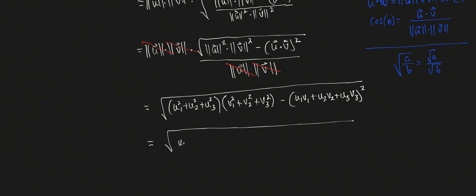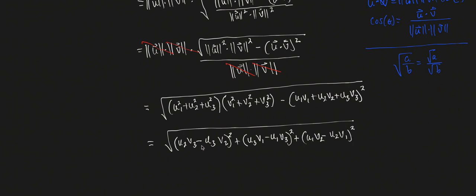And you would have u2 v3 minus u3 v2, squared. So that will be v2, and then plus, the next perfect square will be u3 v1 minus u1 v3. And then the last perfect square is u1 v2 minus u2 v1 squared.